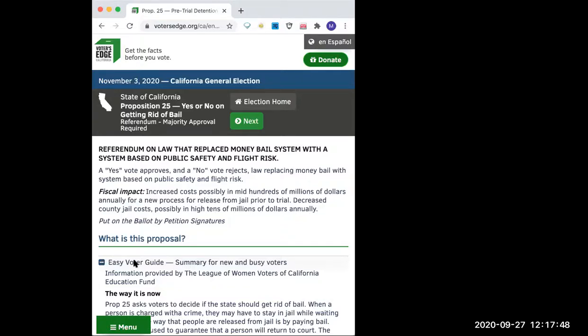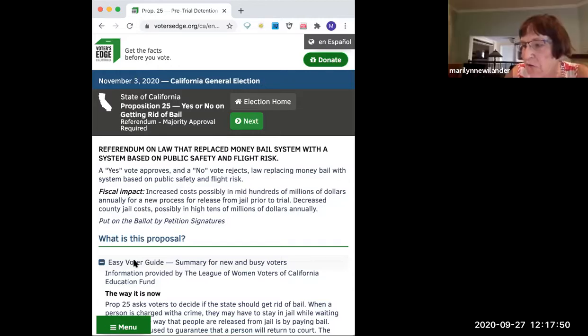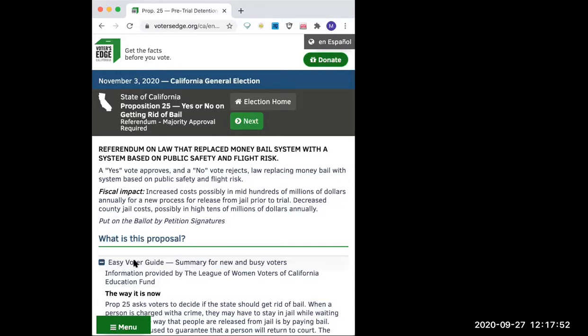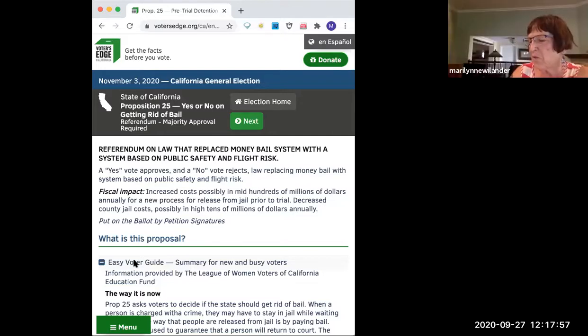Even people who are eventually found not guilty or not even charged may be stuck with large debts to pay off the bail or the fees. Jail space will be reserved for those who are really dangerous instead of for the poor.